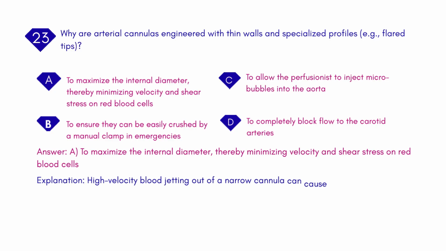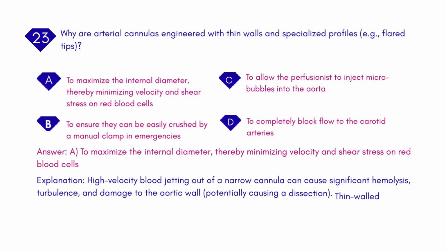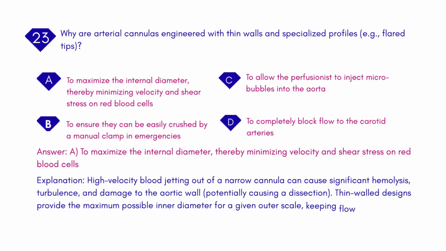Explanation: high-velocity blood jetting out of a narrow cannula can cause significant hemolysis, turbulence, and damage to the aortic wall, potentially causing a dissection.